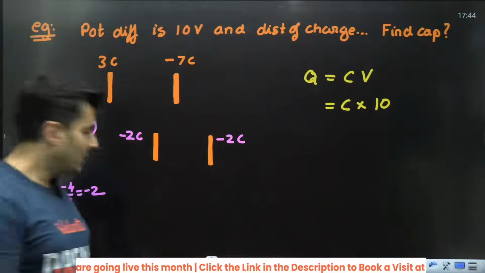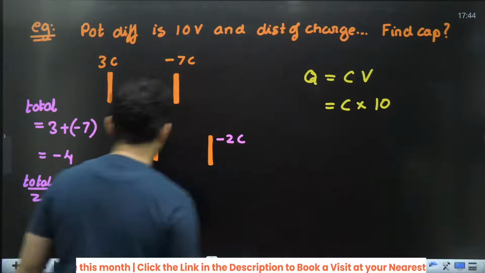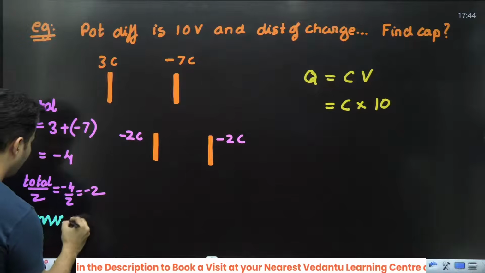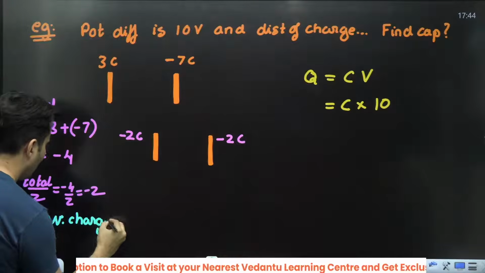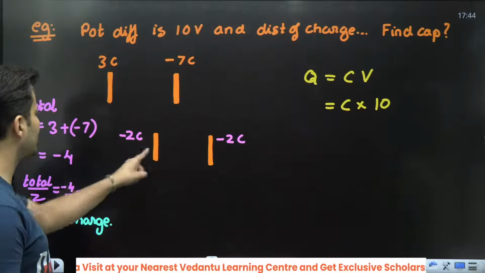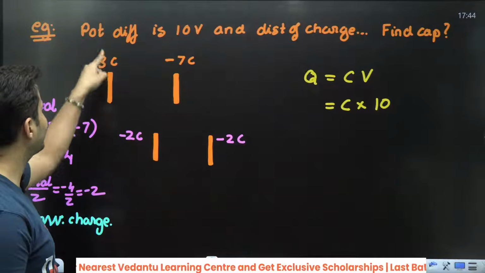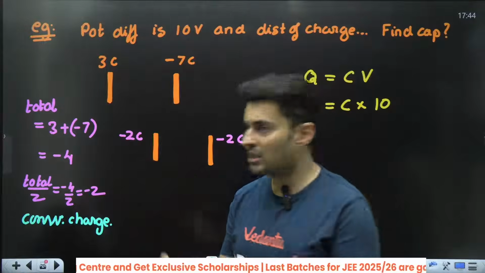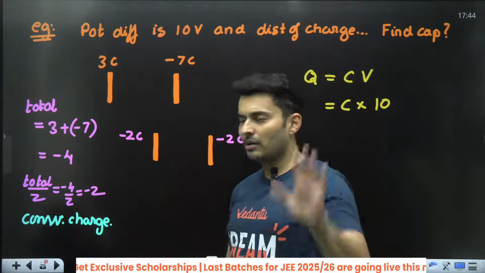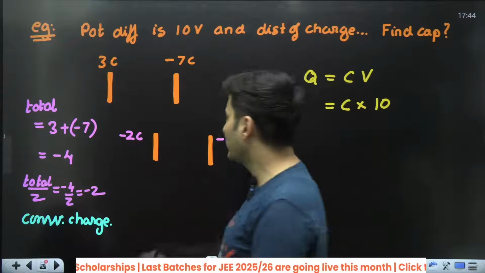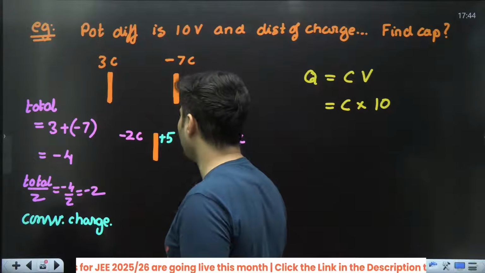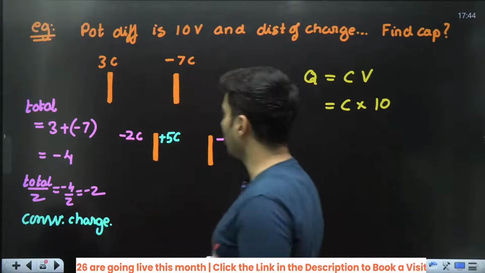You have to conserve the charge, obviously. So to conserve the charge, what will be the charges on the inner side? Just check that out. Minus 2 plus what will give you 3? Minus 2 plus 5 obviously gives you 3 coulombs. So there will be plus 5 coulombs over here.